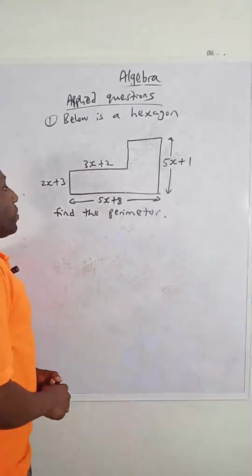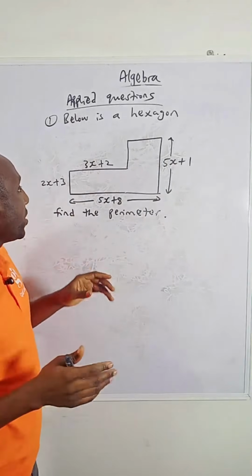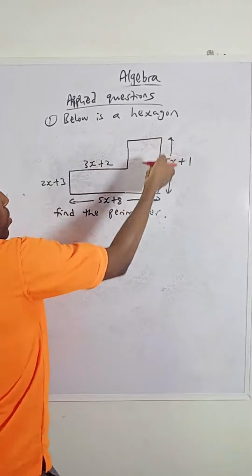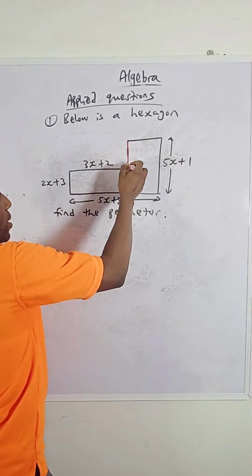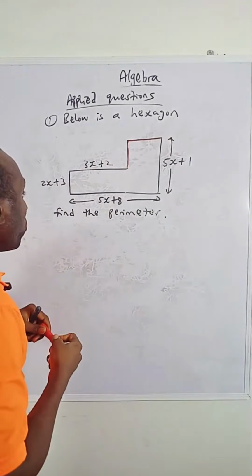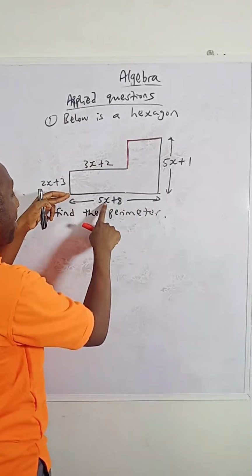So what do we do, people? Do we have all the sides covered? Not yet. We still don't have this side. It was not given, but we can get it from here. We don't have this side. We also don't have this side. Or can we get it? Yes, we can. See this. From here to here is what? 5x plus 8.